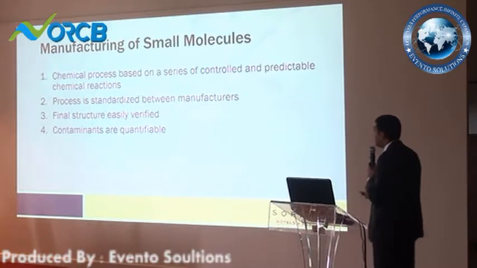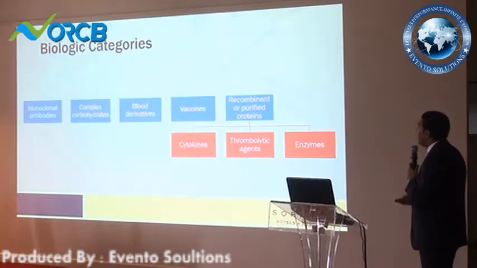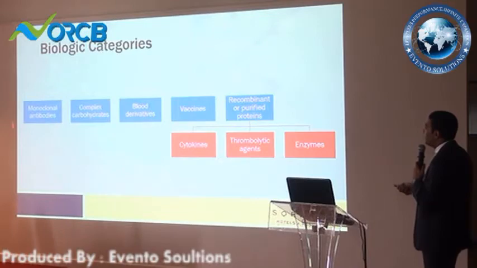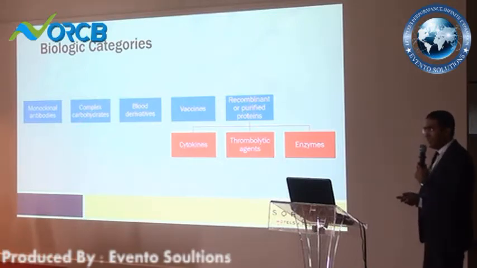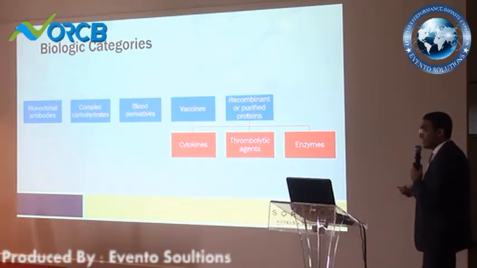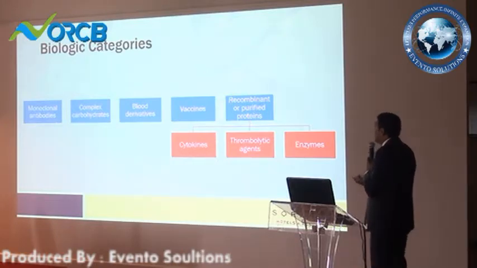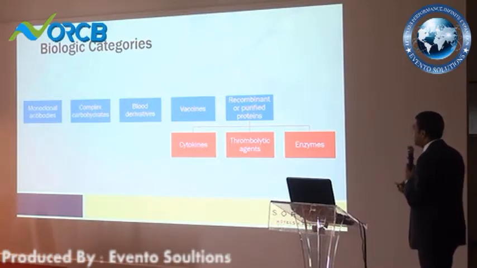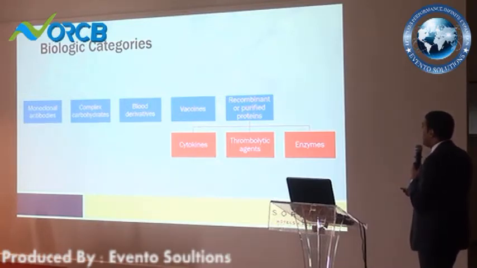as it's a small molecule. The biological category of the biological medications includes the monoclonal antibodies, as I said before, the biggest category in this field, the complex carbohydrates like heparins and the other anticoagulants, blood derivatives like antibodies, vaccines to be developed for immunization, the recombinant or purified proteins such as the cytokines and the fibrinolytic agents and the therapeutic enzymes. All of these products are of high molecular weight and high order structure. So it will be a critical challenge to manufacture these drugs.